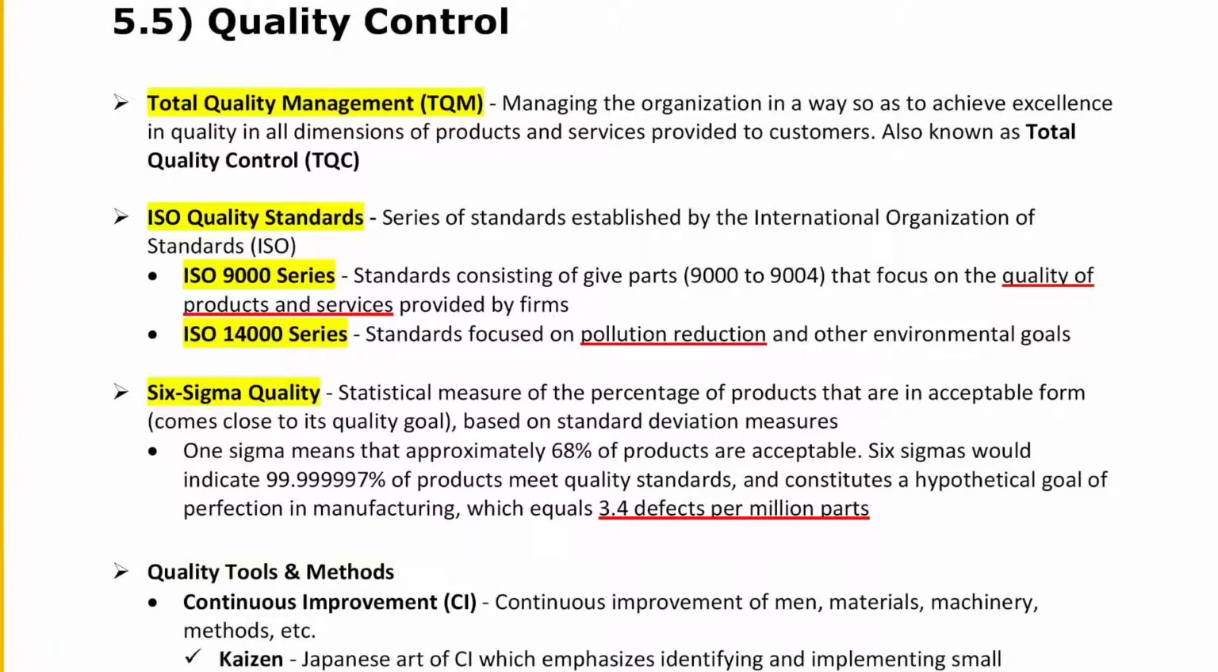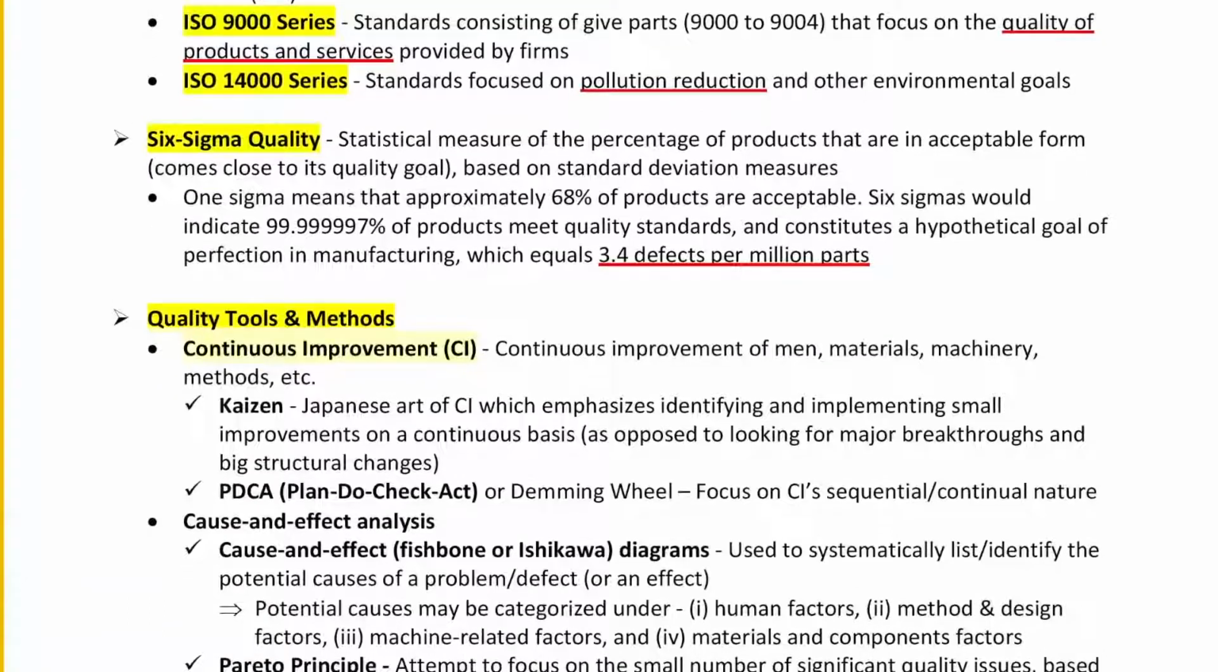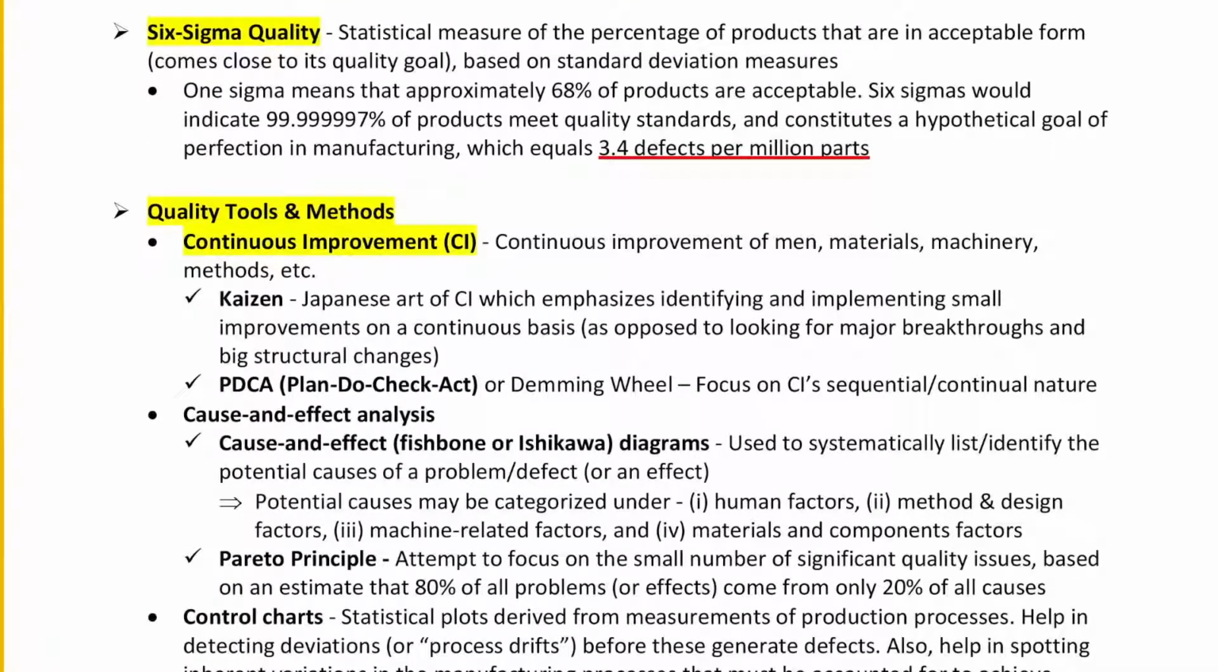Highlight quality tools and methods, and here we could look at highlight continuous improvement, which is continuous improvement of men, materials, machinery, methods, etc. Highlight Kaizen. Now this is a Japanese art of continuous improvement which emphasizes identifying and implementing small improvements but on a continuous basis, as opposed to looking for major breakthroughs and big structural changes.